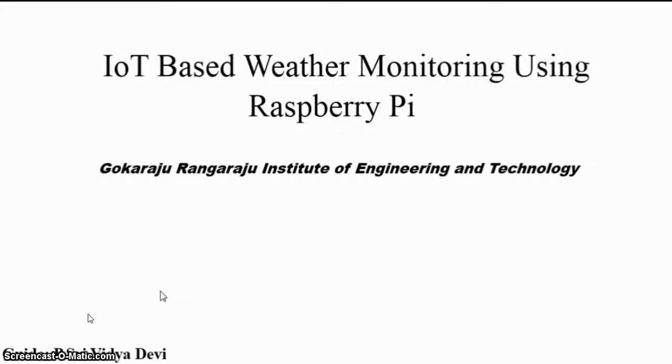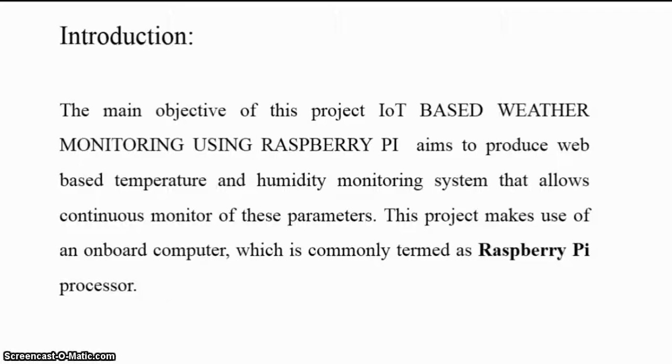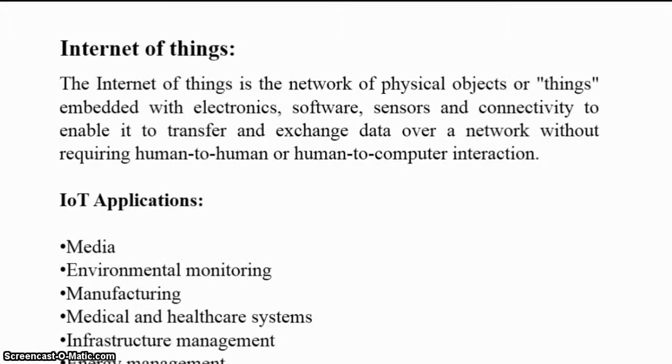This video presents the project IoT-based weather monitoring using Raspberry Pi. The main objective of this project is to produce a web-based temperature and humidity monitoring system.